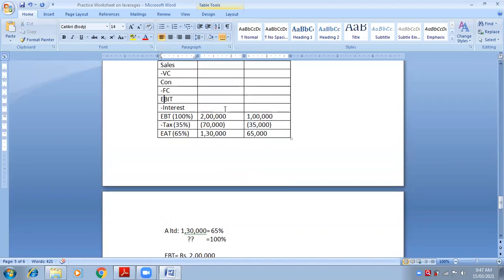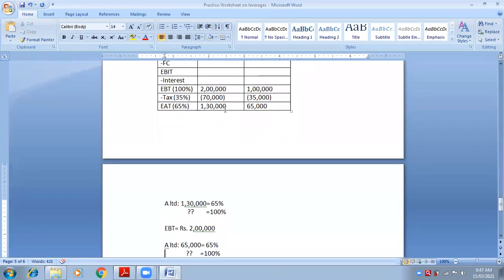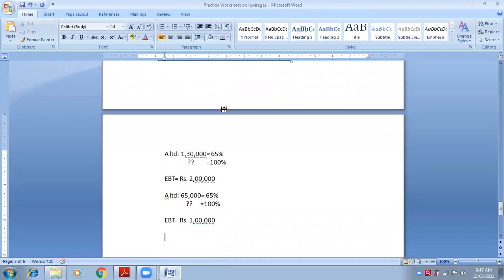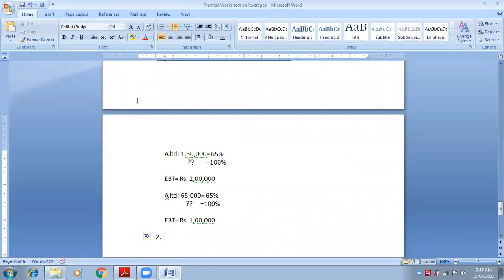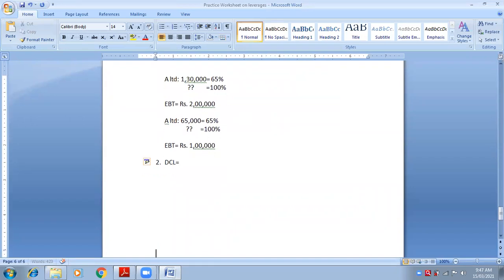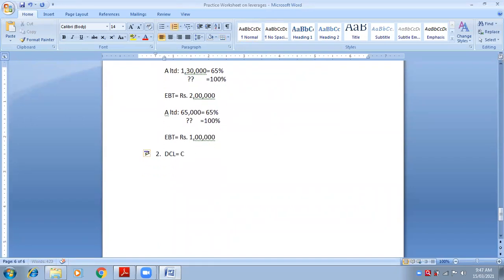Now, because we have degree of combined leverage already, we can now apply degree of combined leverage. What is the formula of degree of combined leverage? Contribution divided by EBT. Very good. So contribution upon EBT. In case of A Limited, let us quickly start with A Limited. You are doing it with me or you want extra time to note down?